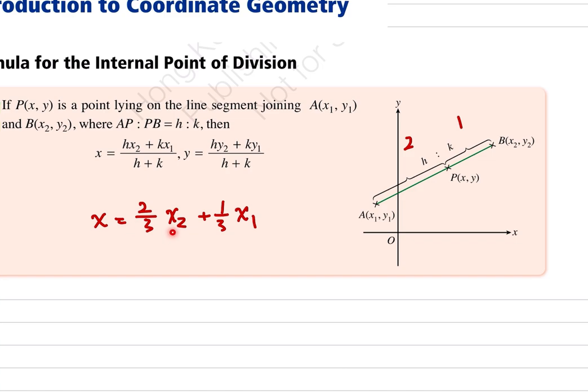That means this is more affected by x2. So that means h is 2, k is 1. So you can get something like this. Similarly for y, it is more affected by the point B, closer to this y2, the coordinates. That's why y2 will multiply a greater number here, and then plus y1 multiplied by a smaller number, the ratio here, and then over the total, which is 2 plus 1, something like this.